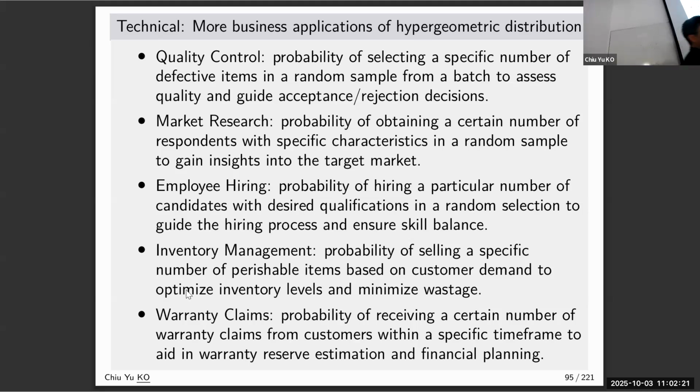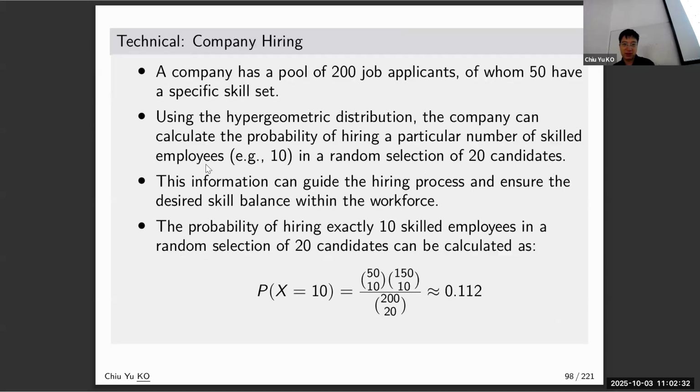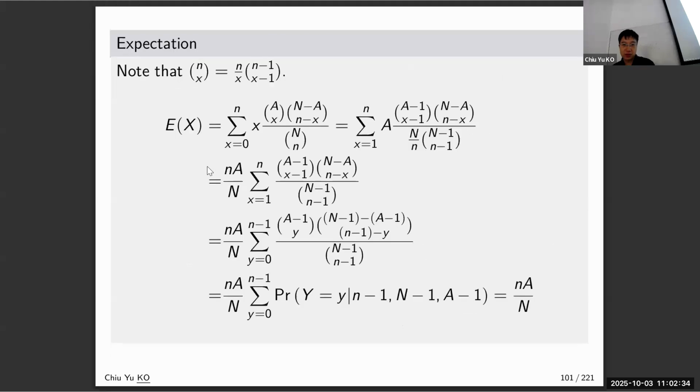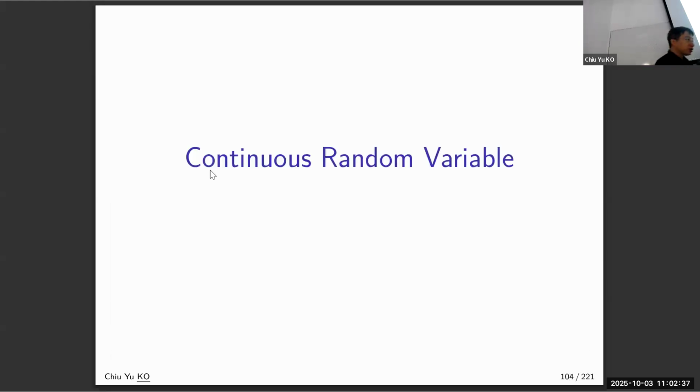Is that a question? No? Then we're done with discrete. Okay, we're done with discrete. Happily, we go to continuous. Continuous random variable.